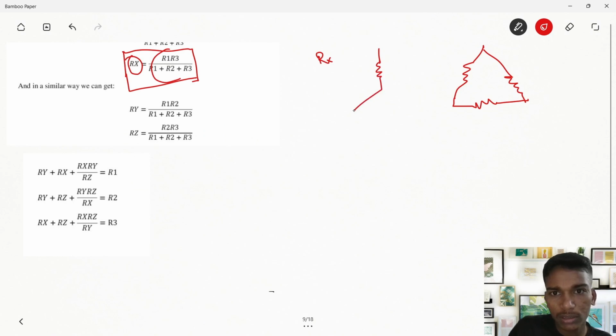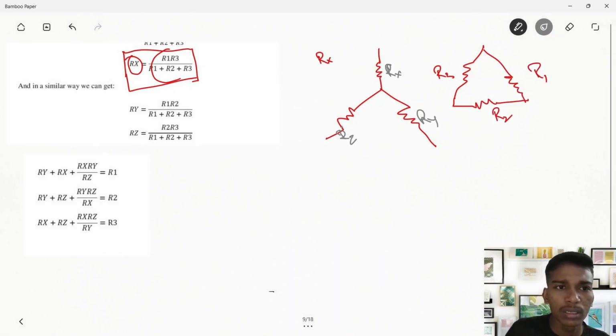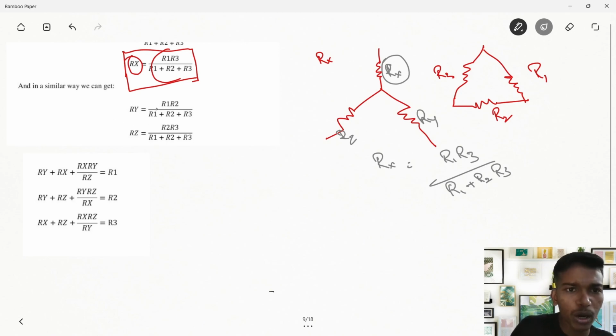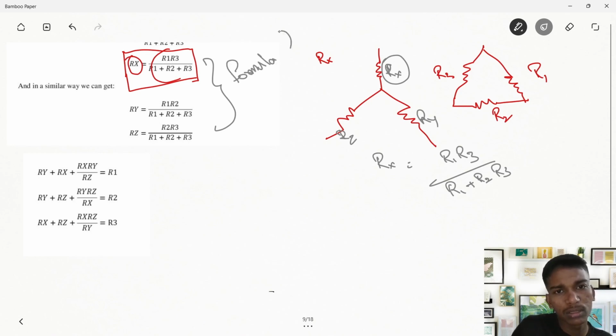If I want to convert this R1, R2, R3 into Rx, Ry, Rz, then Rx is equal to R1 R3 by R1 plus R2 plus R3. Just consider this formula. Similarly for Ry, we have R1 R2 by R1 plus R2 plus R3. For Rz, we have R2 R3 by R1 plus R2 plus R3. These are the formulas for delta to star configuration.